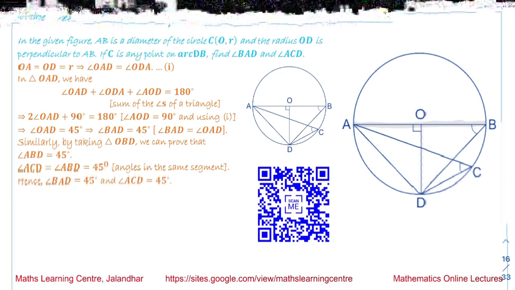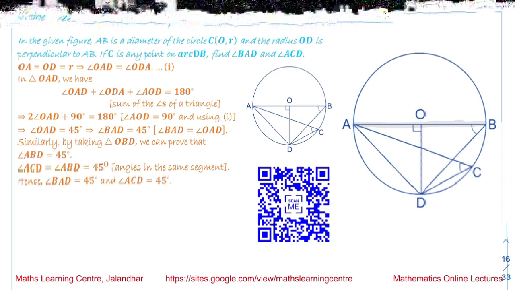Now look at these angles over here. We are talking about COD and CBD. Both of these lie on the arc CD. So this angle at B will be 60 by 2, which is equal to 30 degrees.